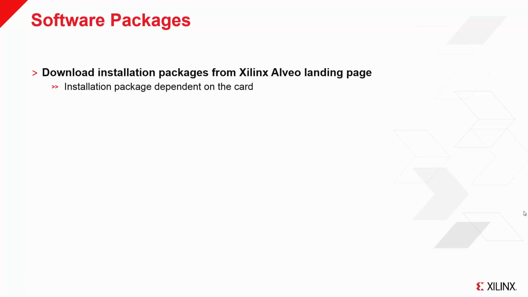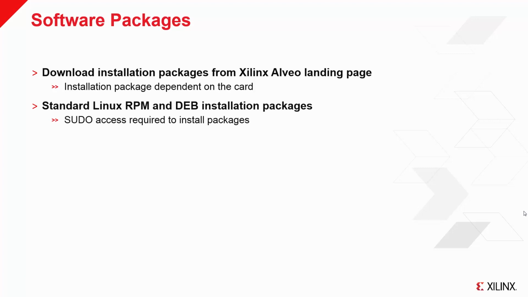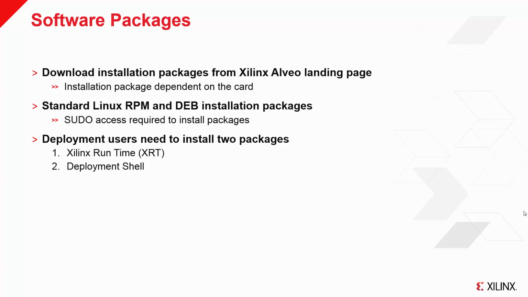Let's do that now. All required installation software can be downloaded from the Xilinx Alveo landing page and come in standard Linux RPM and deb packages. The packages provide card driver information and include utilities used to validate hardware installation. Sudo access is required for all software installation. For those wanting to run applications, you only need to download and install the XRT and deployment shell packages. These packages provide the drivers and base firmware needed to run precompiled applications.